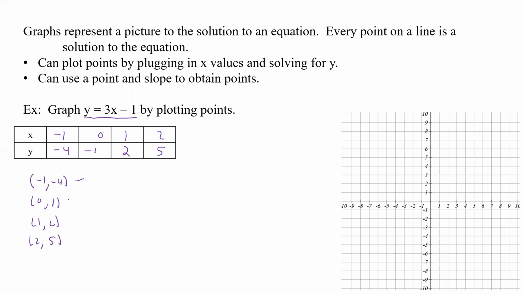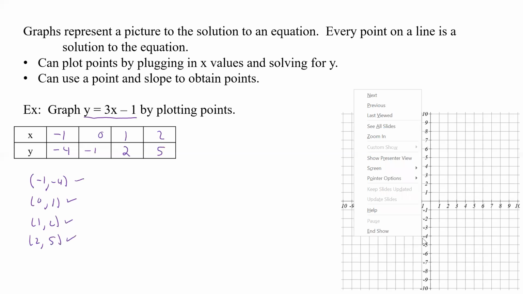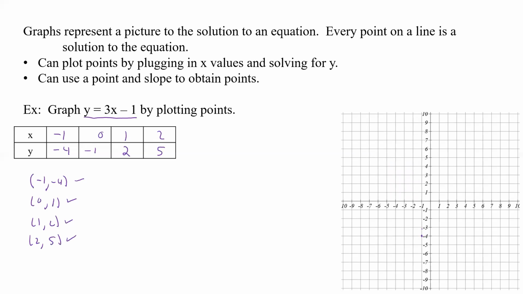So what I'm going to do is plot all four of those points over here, and then I'm going to try to draw a line. Okay. So we have a -1, and then we have a -4. So it's down here somewhere. And then we have a 0, -1. It's going to be here. Then we have a 1, 2. And then we have a 2, 5.